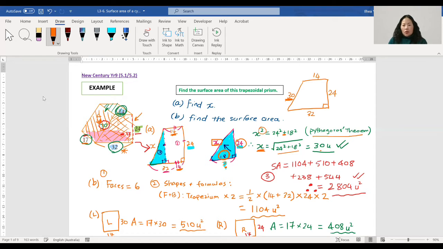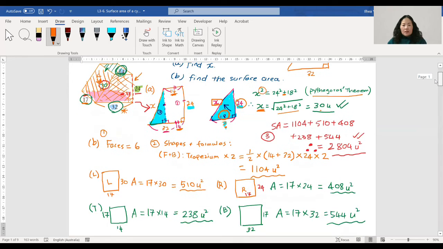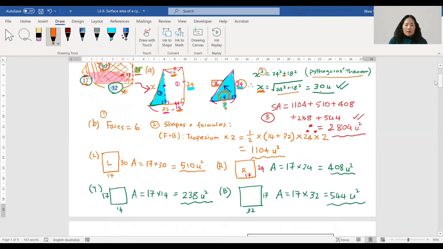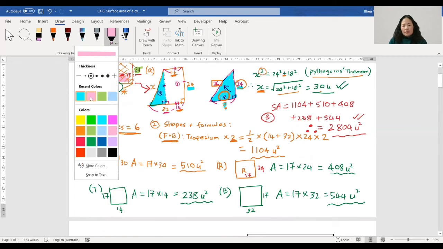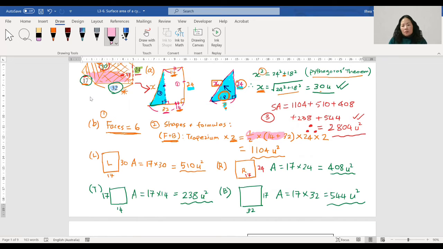So the next step was to find all the areas of the faces. There are 6 faces, and first I've done the front and the back faces, which are trapeziums, and there are 2 of them. The area for a trapezium is half times the top base plus the bottom base, times the height, and then double it. And that's what you're going to get from your calculator.